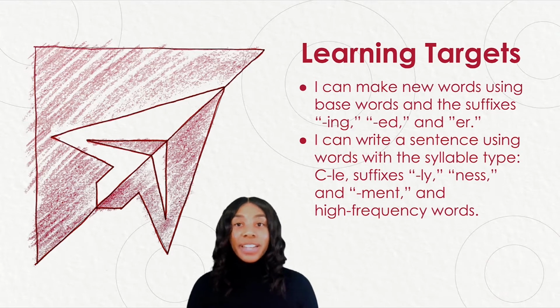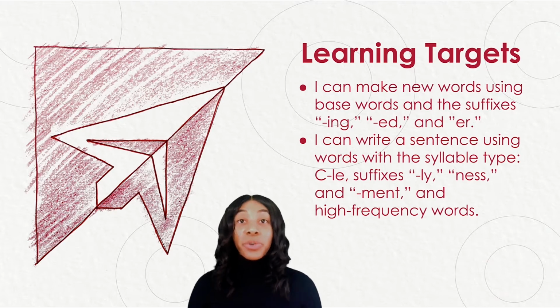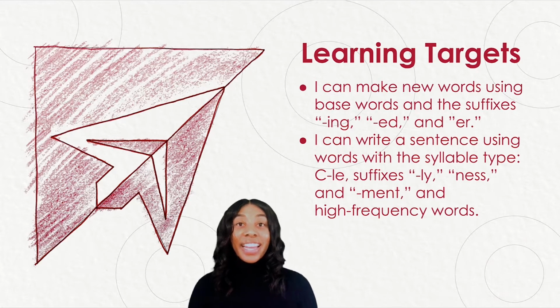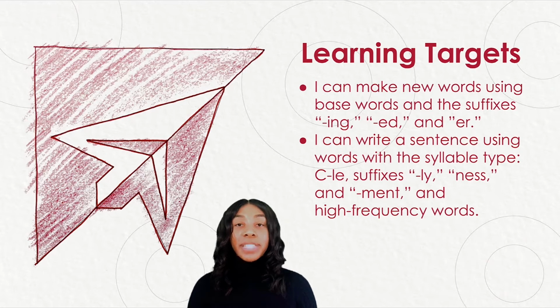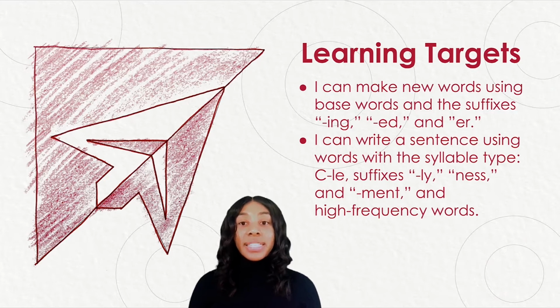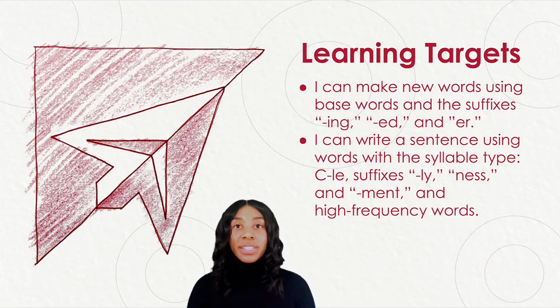The first learning target is, I can make new words using base words and the suffixes ing, ed, and er. Our second learning target says, I can write a sentence using words with the syllable type consonant le, suffixes ly, ness, and ment in high frequency words.